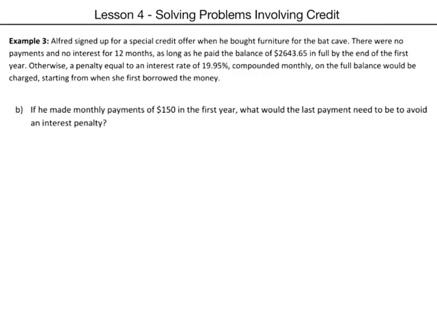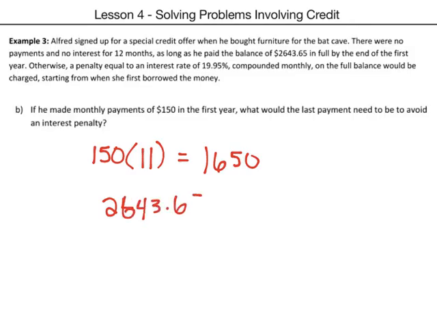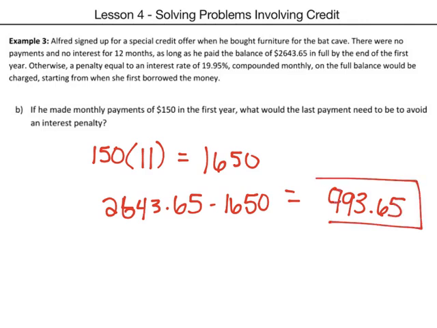All right, question B. If he made monthly payments of $150 for the first year, what would the last payment need to be in order to avoid an interest penalty? So if he's paying $150 for the entire year except for the last month, that would be 11. So he's paid $1,650. And we take 2643.65 minus $1,650, and you'd get $993.65. So that last month, if he doesn't pay this amount, he would have to pay the interest starting from the day of purchase.